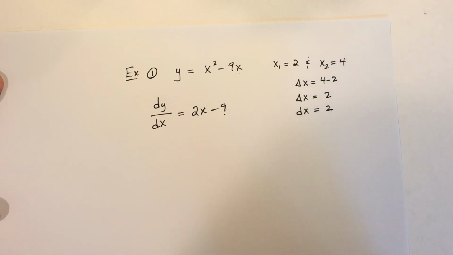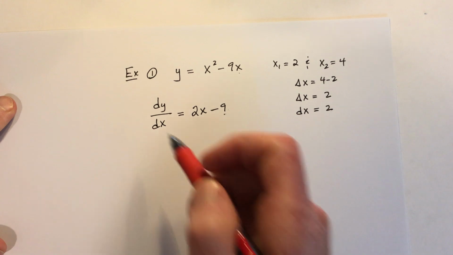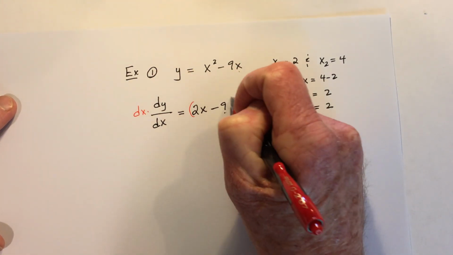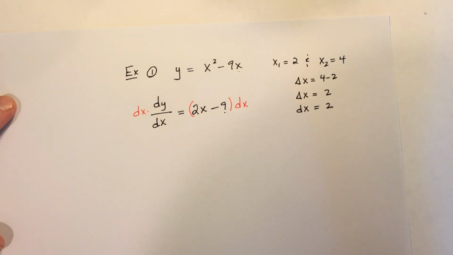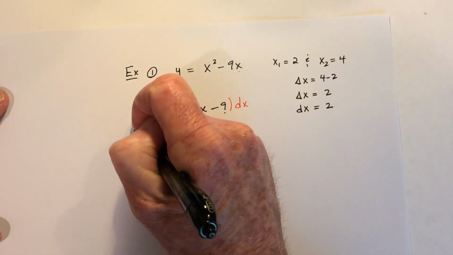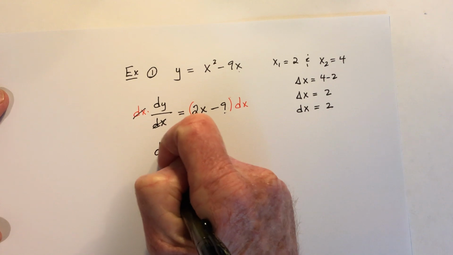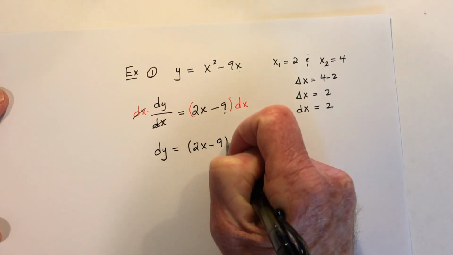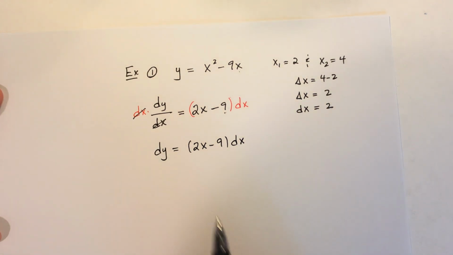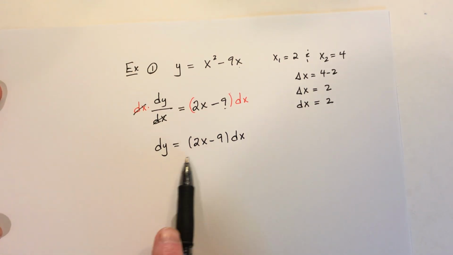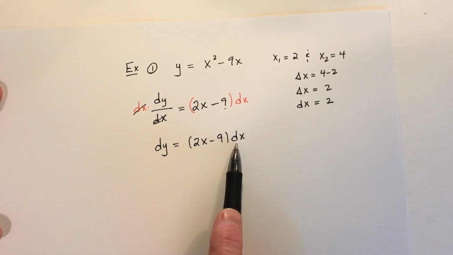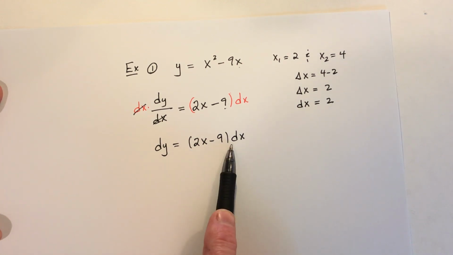Anyway, now what we need to do is solve for dy. So dx is a number, so I can multiply both sides by dx. These will cancel, and then I would have dy equals 2x minus 9, and then times dx. On the homework, they will be asking for the questions in parts. So at first it will say, what is this as a function? And you just type this in.